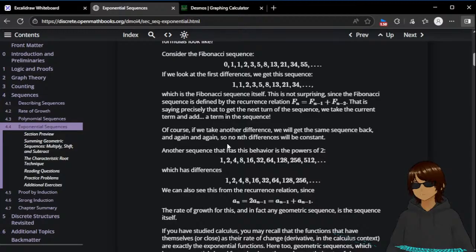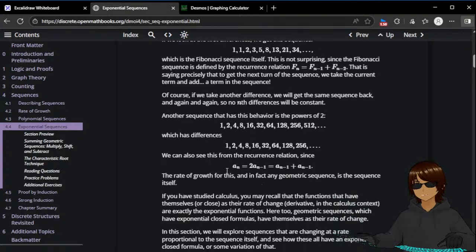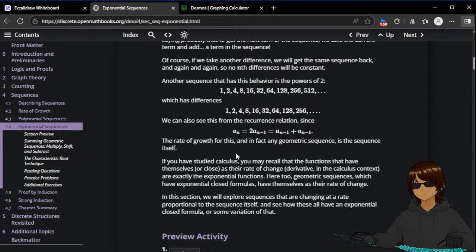Another sequence that has this behavior is the powers of 2, which has differences 1, 2, 4, 8, 16, 32. You can also see this from the recurrence relation since a_n is equal to 2 a_{n-1}, which is a_{n-1} plus a_{n-1}. The rate of growth for this, and in fact any geometric sequence, is the sequence itself. If you studied calculus, you may recall that the functions that have themselves as a rate of change are exactly the exponential functions.